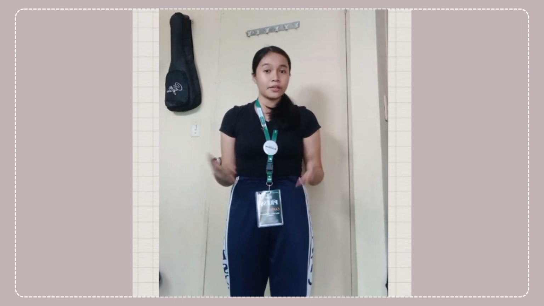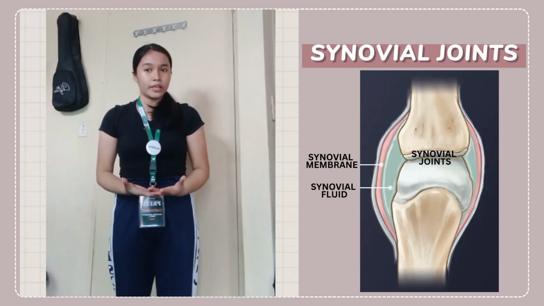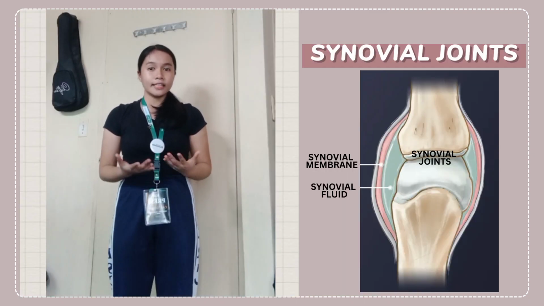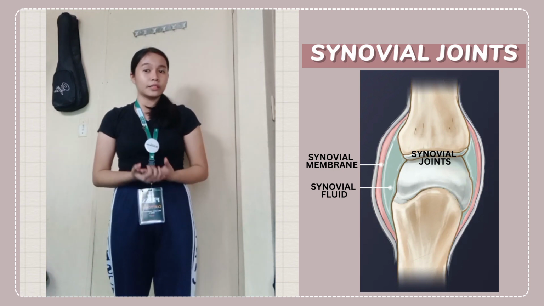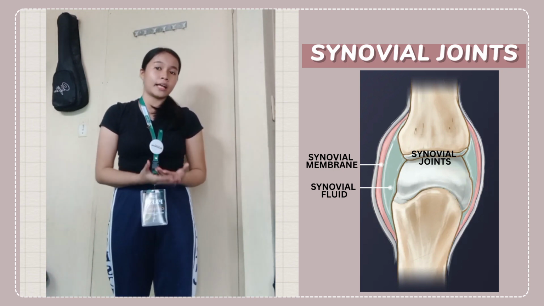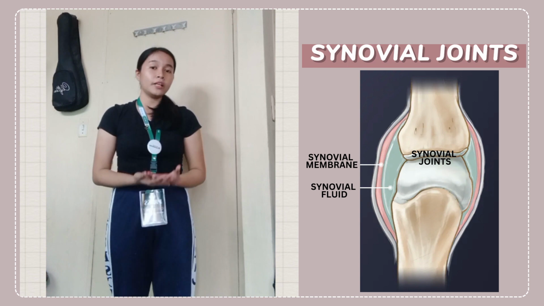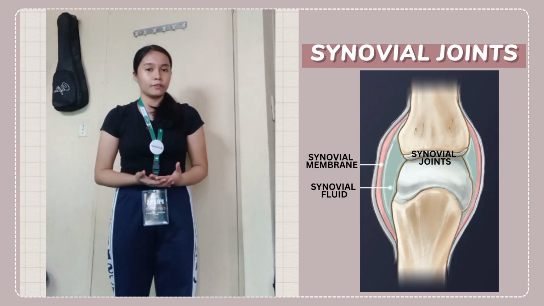So again, join me as I demonstrate the different movements of the synovial joints. But first, for everyone's knowledge, synovial joints are smooth cartilages that encase the ends of the bones. Together, the bones are protected by a joint capsule lined with the synovial membrane that produces synovial fluids.